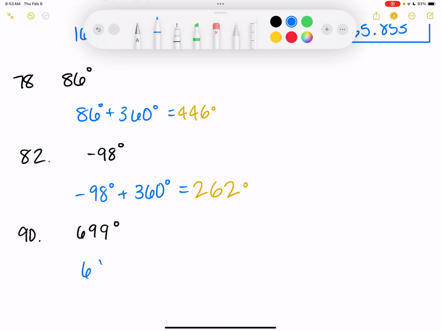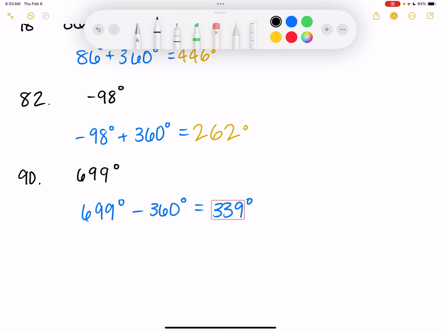So I'm going to do 699 degrees minus 360 degrees. Which is 339 degrees. So that would be my answer on that one. Obviously this number is less than 360, so that's how I know this is the least positive one.